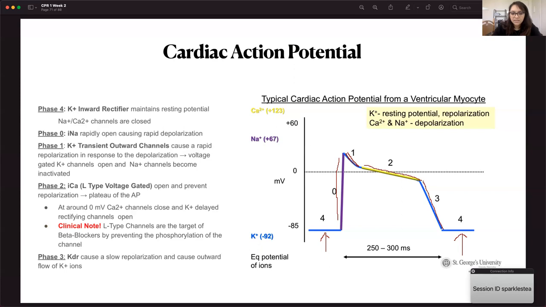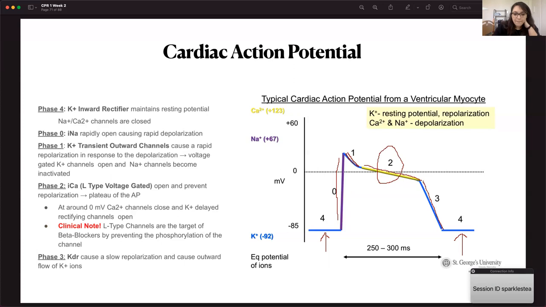So pretty much all you really have to be able to explain is why I went from repolarization to plateau to more repolarization. And then the clinical note that we have here is just going to be that your L-type calcium channels are going to be the target of your beta blockers. So if I prescribe a beta blocker to somebody, I would expect those L-type calcium channels to be affected. So this phase should be affected. And I think you guys are going to go into more detail on those.